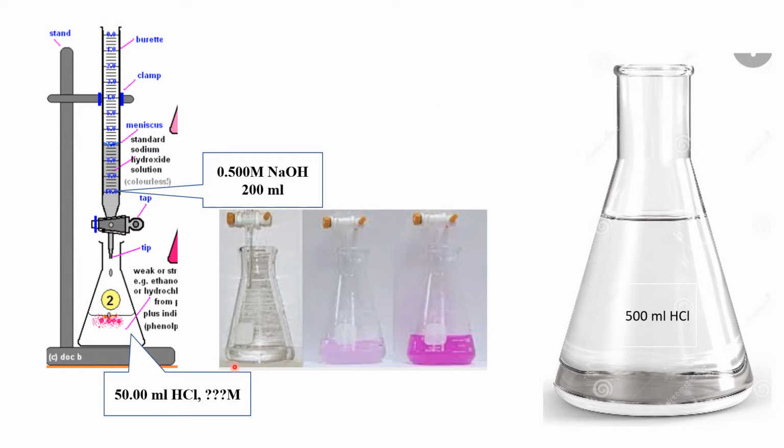Okay, so this is before the endpoint. This is the desired endpoint, where you have a very, very pale pink color of the phenolphthalein. This one is already overrun, meaning you have added too much of the titrant, meaning nalagpasan yung endpoint. Then the volume reading is obtained. Dito, i-obtain natin yung volume reading so that we have here 200 ml.